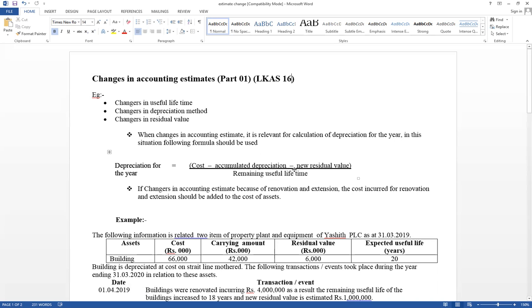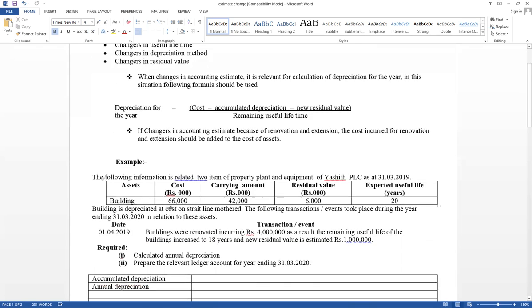And second one, if those are changed as a result of renovation or extension, lifetime change, depreciation method change, residual value change, those are changed as a result of extension or renovation. In this situation, cost incurred for extension and renovation should be considered as a part of cost value of assets. There are two things you have to know. Think how to calculate depreciation, and if it has given renovation cost or extension cost incurred for that, think how to record. Now see the example.